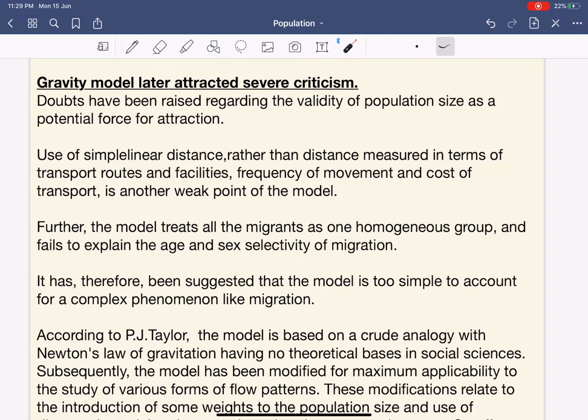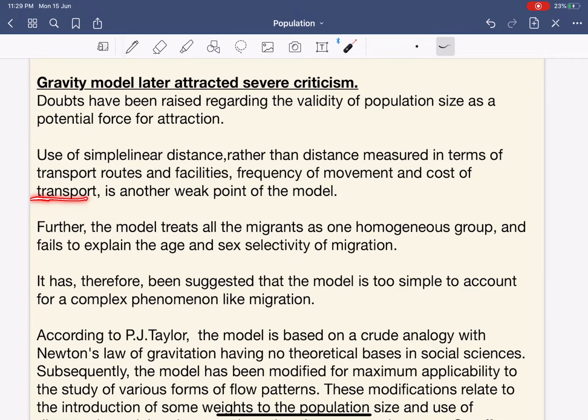and then we move. So basically, this gravity model is taking the distance that is being covered as completely linear. It is saying that there is simply a distance, but within the distance there is a cost that has been incurred, that has not been taken into account by the gravity model. It says that the cost of transport and the frequency of movement, how frequent the movement is, have not been taken into consideration by the gravity model. Next, further, the model treats the migrant as one homogeneous group.